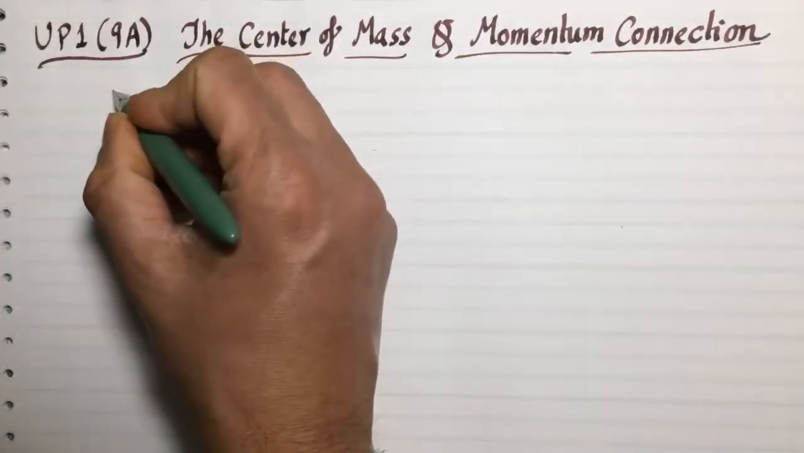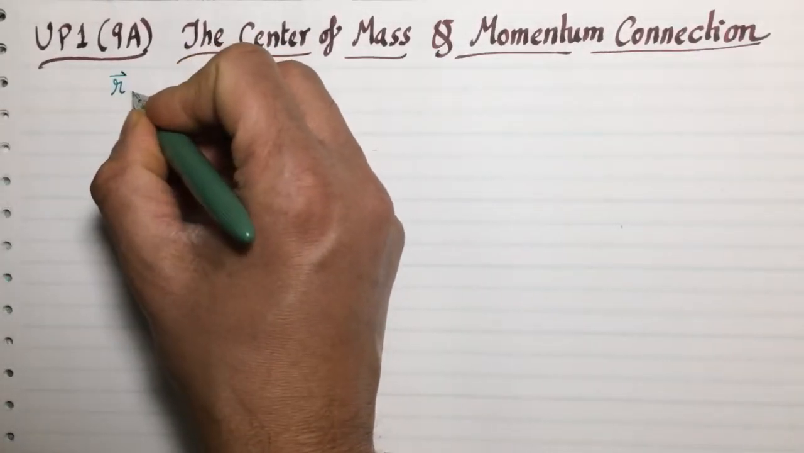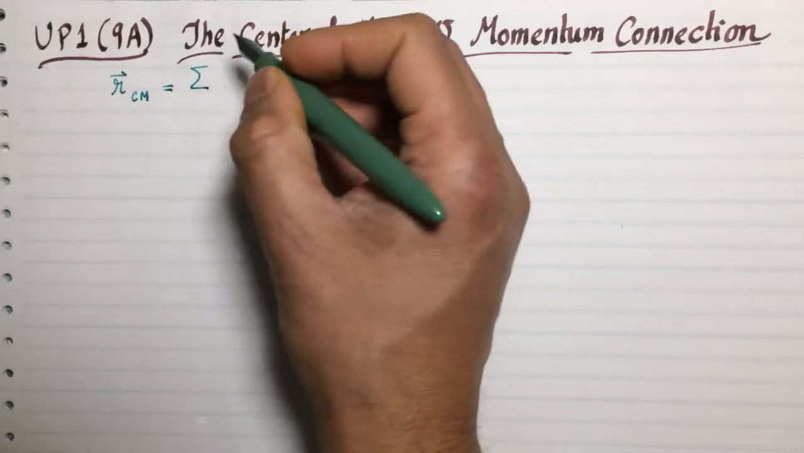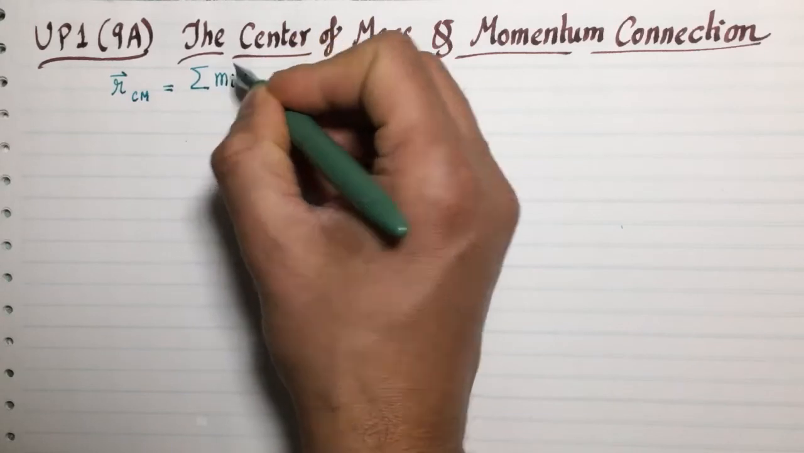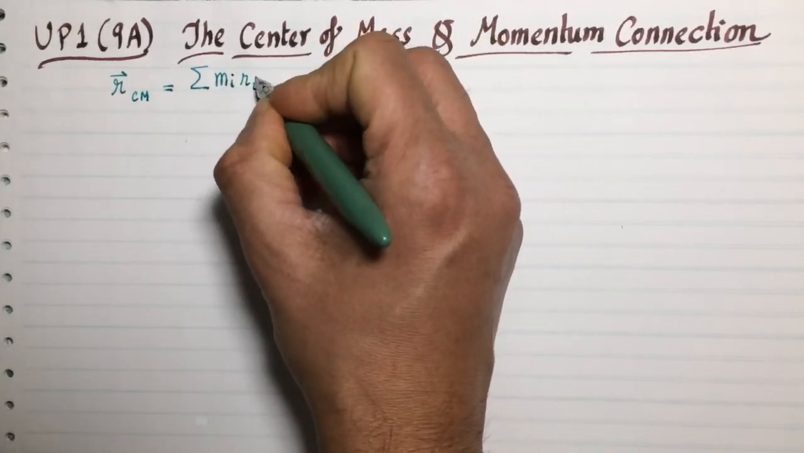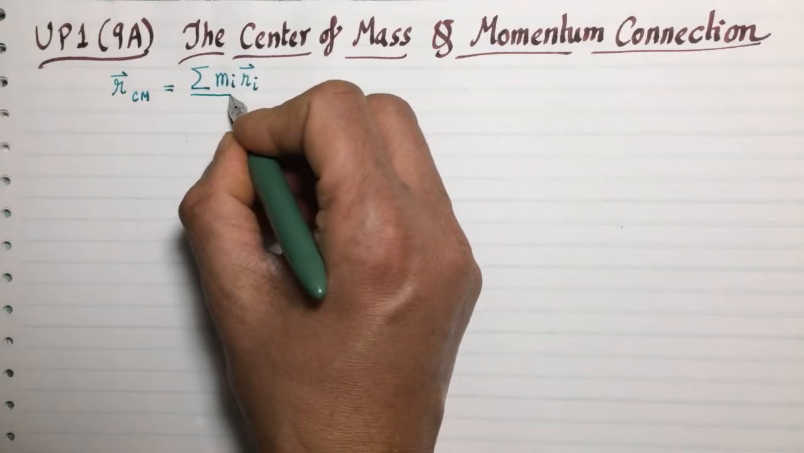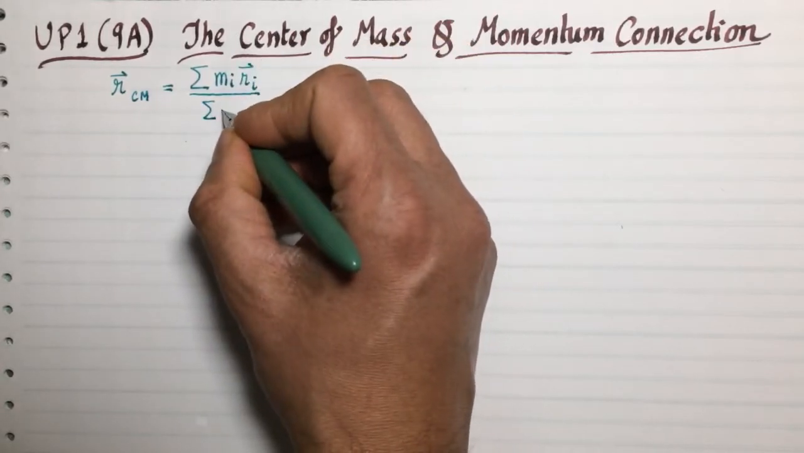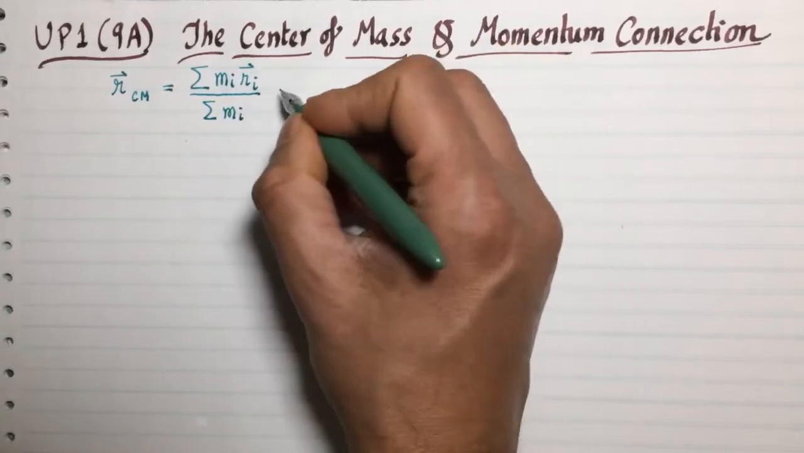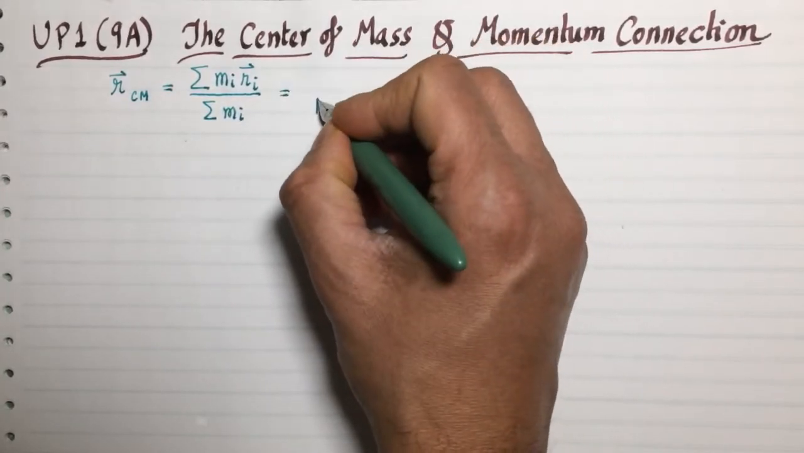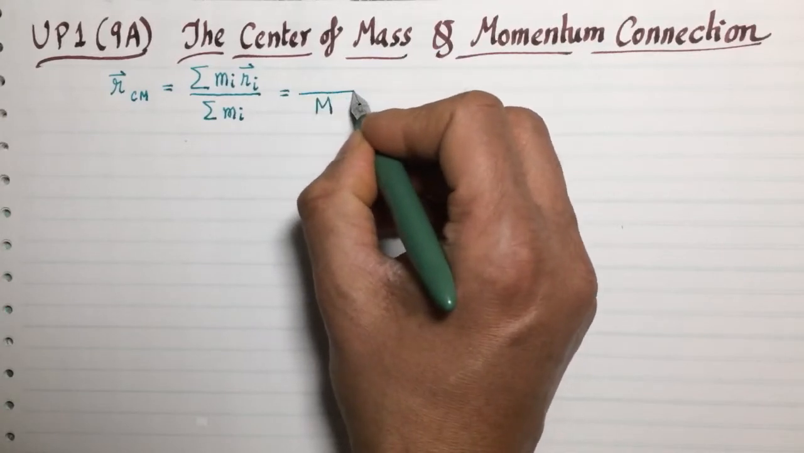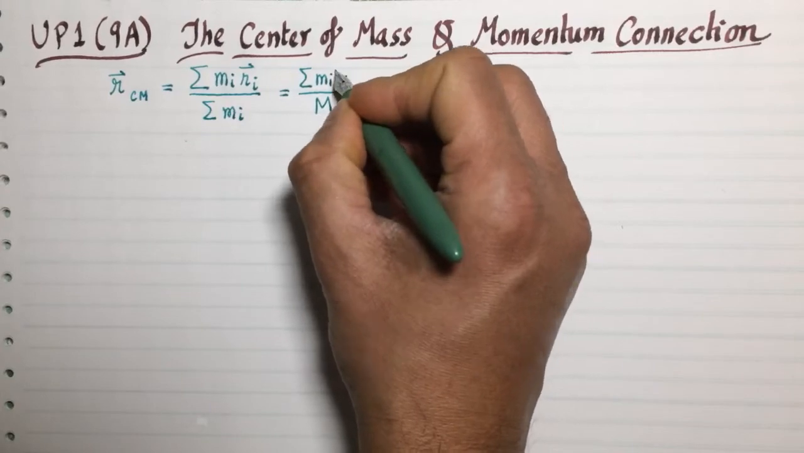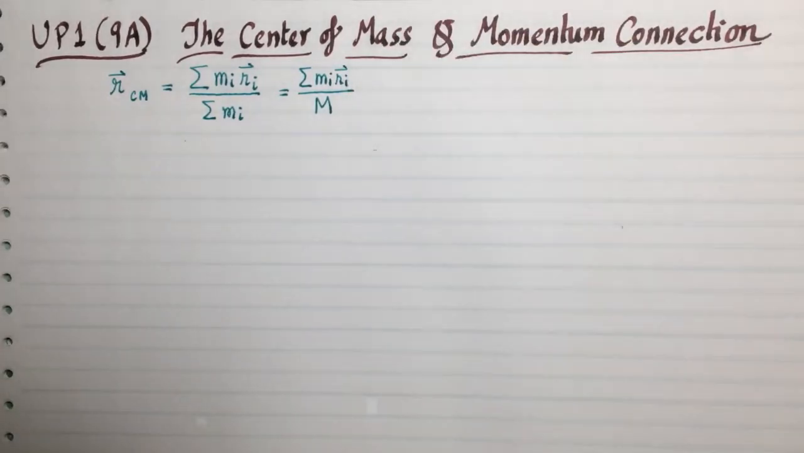The center of mass coordinate for a system of discrete particles is the sum over all i values of mi times ri, where each ri represents the position vector of the ith particle, divided by the sum of all the masses. I like to call the sum of all the masses the total mass, capital M. So we have our basic definition, which we saw some videos back.